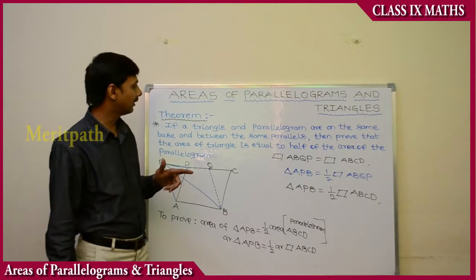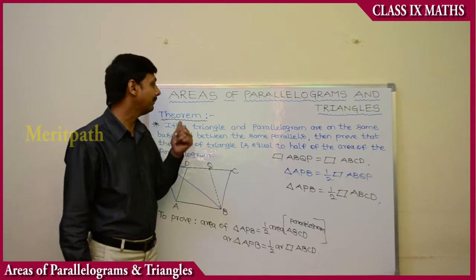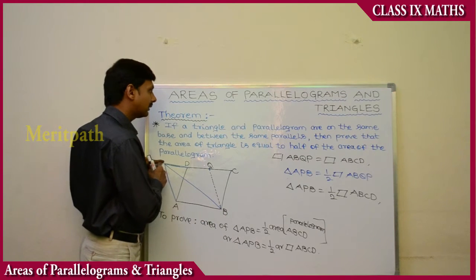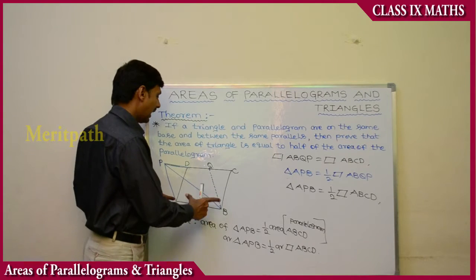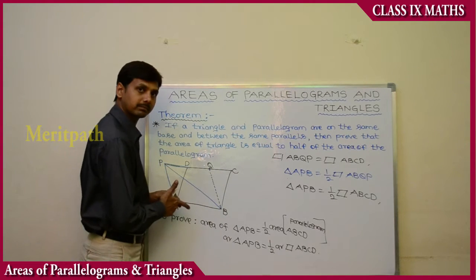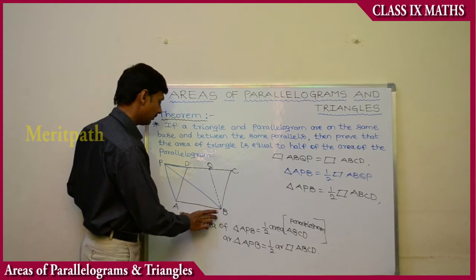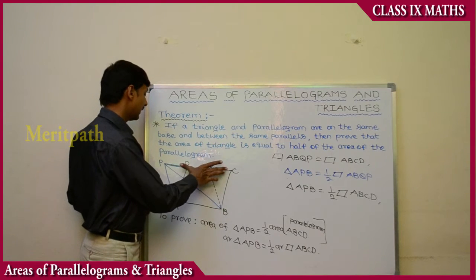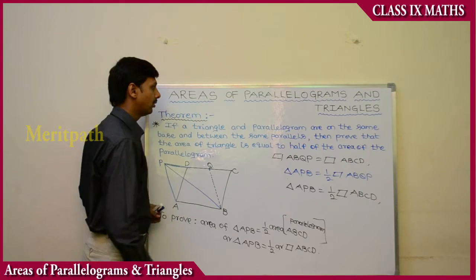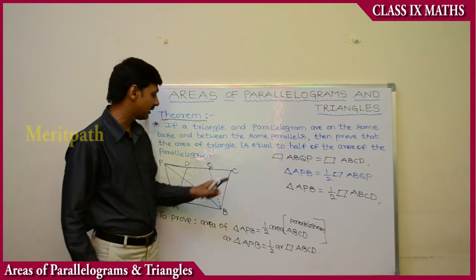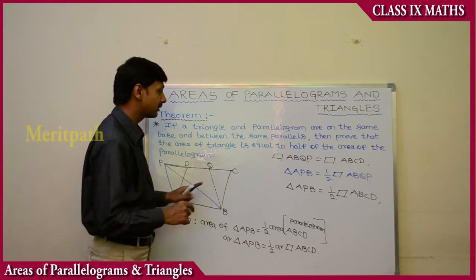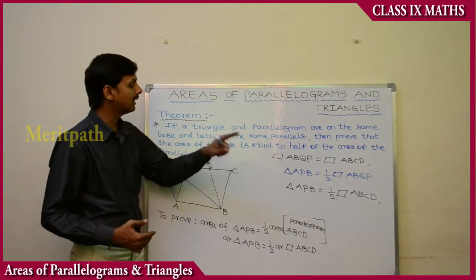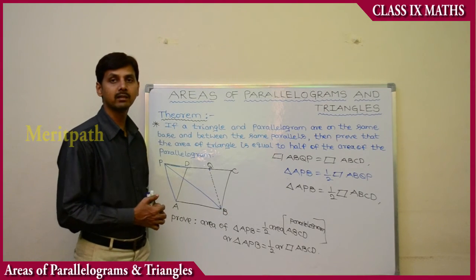That means if a triangle and a parallelogram are on the same base and between the same parallel lines, here APB and ABCD have the same base AB and are between the same parallel lines, then the area of triangle ABP is equal to half of the parallelogram ABCD. We needed to prove that, and it is proved now. So this is the theorem. Let's go to the next one.